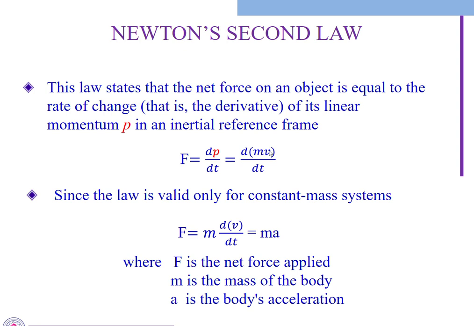The body is moving with velocity v, which indicates the momentum, and the rate of change of the momentum is nothing but force. Here the mass will be constant. If you take the mass outside, we get dv by dt, the rate of change of velocity, which is nothing but acceleration. So F equals m into a, where F is the net force applied over the body, m is the mass of the body, and a is the acceleration of the body. This is Newton's second law in dynamics.